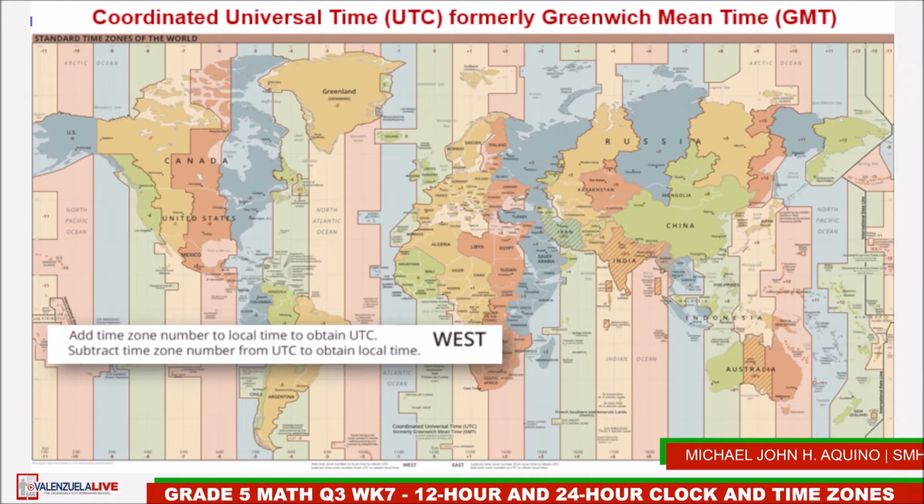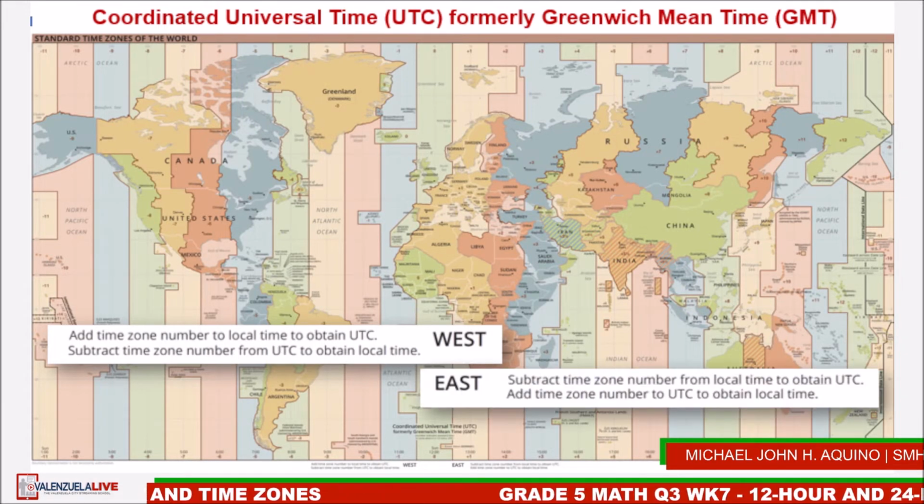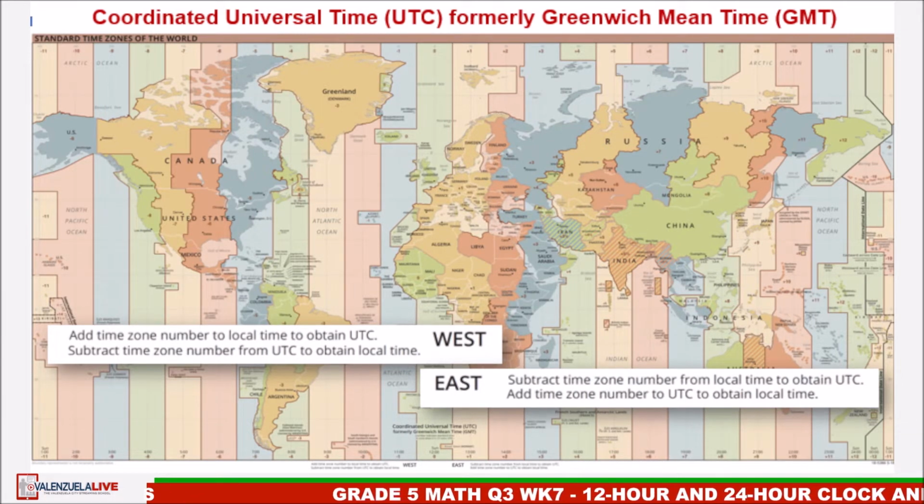For the west part of the map, we need to add the time zone number to local time to obtain UTC. Subtract the time zone number from UTC to obtain local time. In the east, subtract the time zone number from local time to obtain UTC, and add the time zone number to UTC to obtain local time. For the next activity, I will show you a flag and you choose the correct time zone.